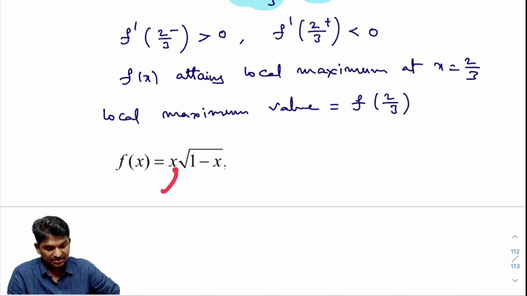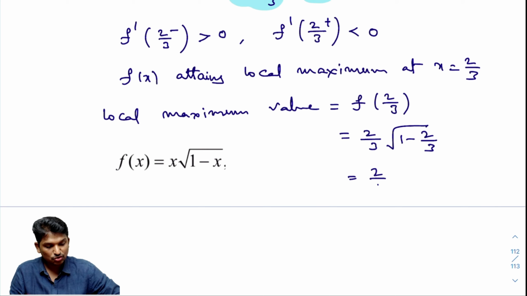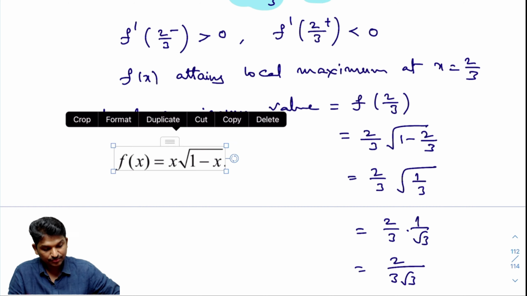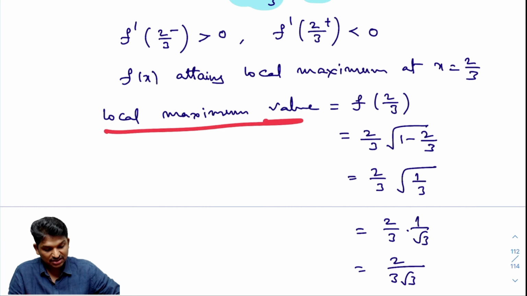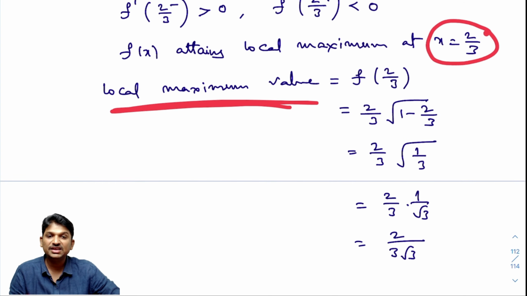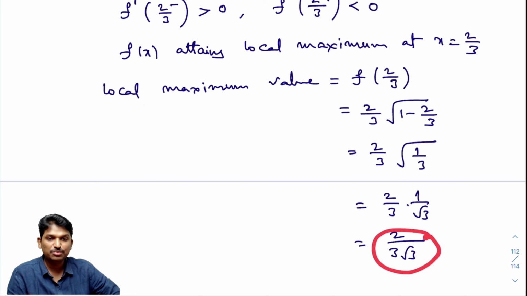So this is f of x. In place of x, you write 2 by 3. What you will get? That equal to 2 by 3 into root over 1 minus 2 by 3, that equal to 2 by 3 into root over (3 minus 2) by 3, that is 1 by 3, that is 2 by 3 into 1 divided by root 3, that equal to 2 divided by 3 root 3. So this function is local maximum at 2 by 3, and the maximum value is 2 divided by 3 root 3.